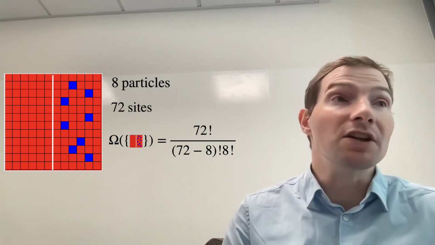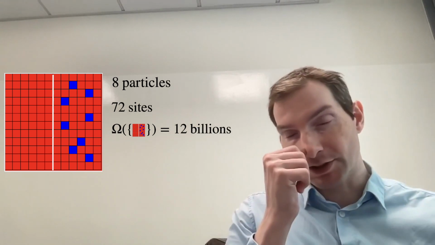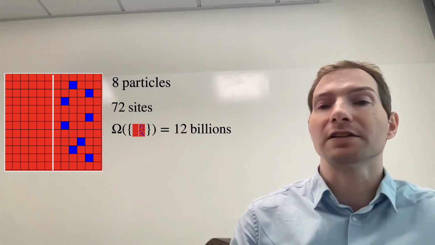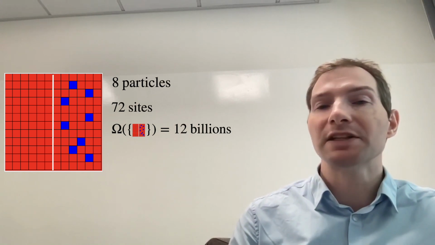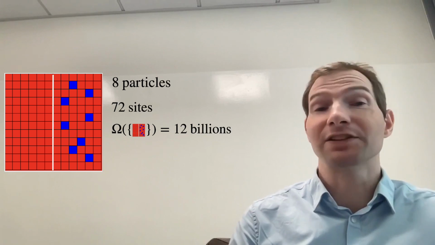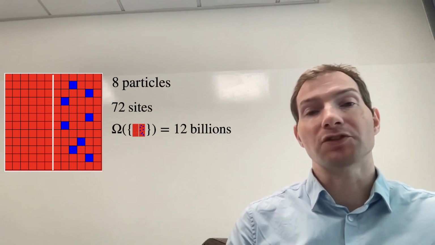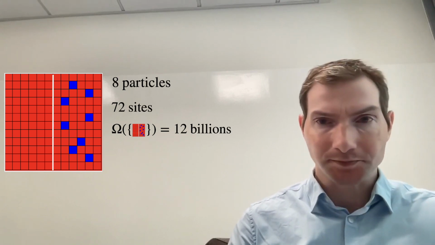Now, the number you're going to get here, I'm taking a rough estimate. This is not the exact number, but it's basically about 12 billion. So you've got 12 billion possibilities already with simply 8 particles to be put into 72 sites.